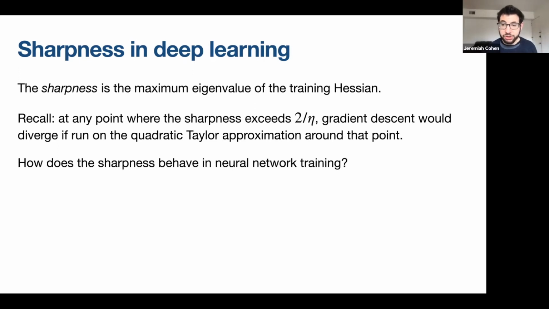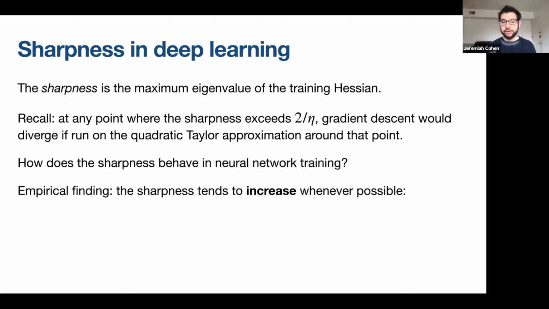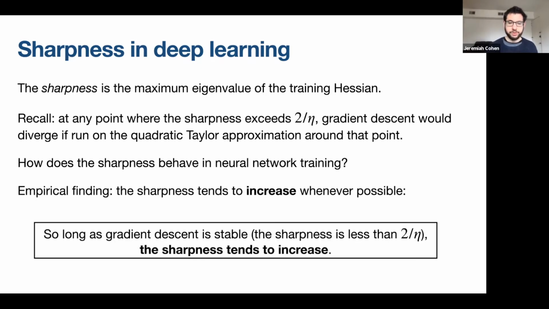So the question, though, is how does the sharpness behave in neural net training? That's the question our paper answers empirically. The first finding is that the sharpness tends to increase whenever possible. What do I mean by whenever possible? I mean so long as gradient descent is stable, i.e. so long as the sharpness is less than 2 over eta, the sharpness tends to increase. So the sharpness always wants to increase, and it increases whenever it can. That's an empirical finding. It's very robust across all these different architectures and tasks.